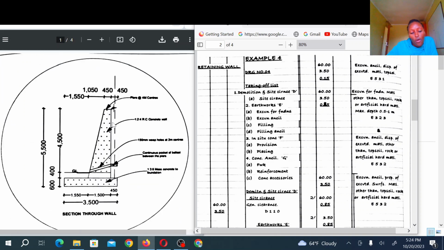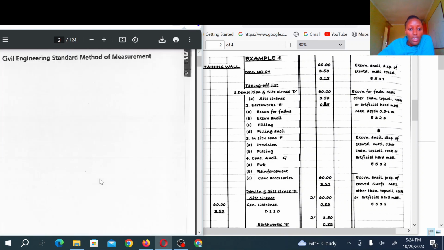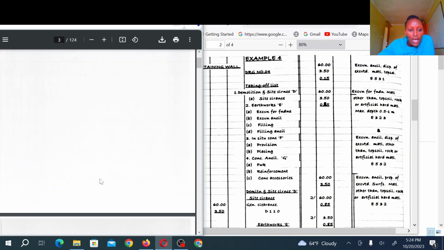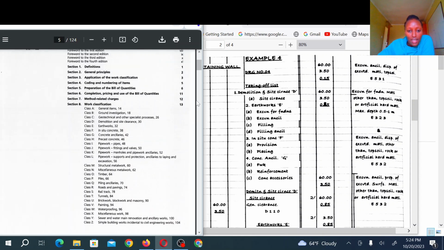to start taking off. So whenever we are taking off using CESMM, just as we do in normal taking off, we come up with a takeoff list. The takeoff list we will come up with in the CESMM is always guided by the classifications of work. When we discussed CESMM, we saw the part for work classification. And if we look at CESMM4, this one I have opened, we shall see the work classifications. It is in section 8.